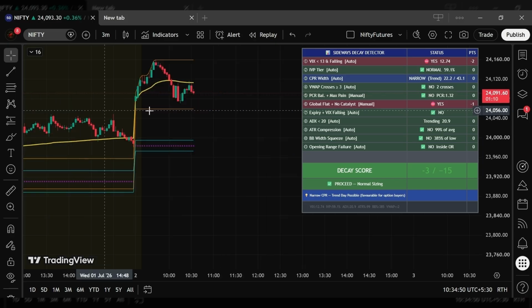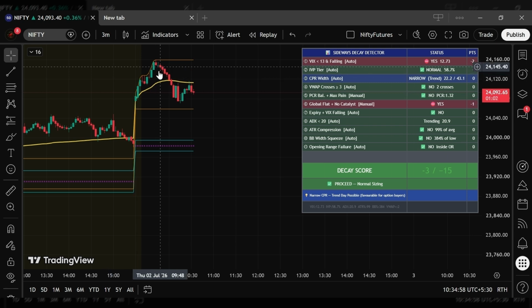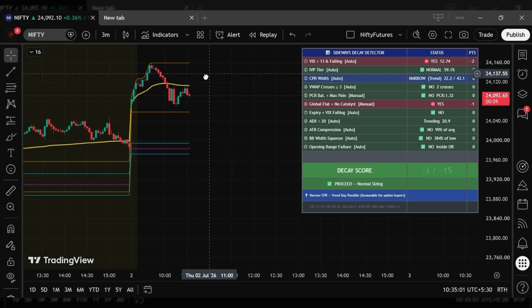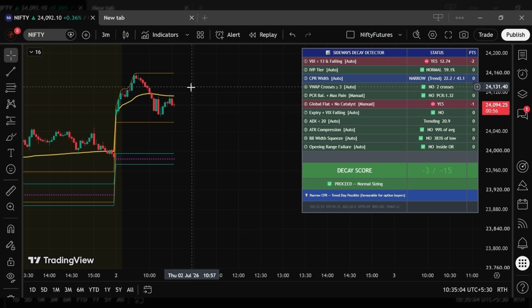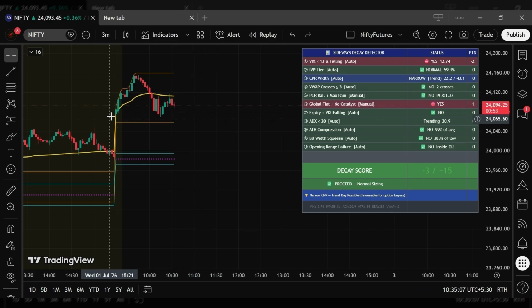So today, if you have noticed, the price has gapped up, and it has been trading above the VWAP, but I have not taken any trade there yet. I'm waiting for the right signal. I'll come to that. But before that, the first thing I would do is let the market settle down for at least the first 15 minutes.